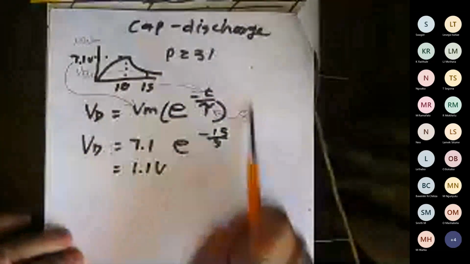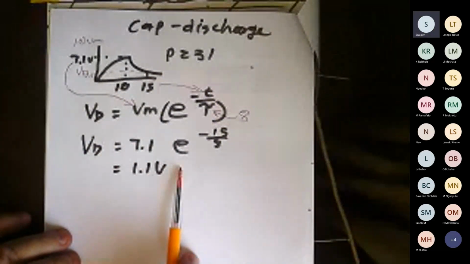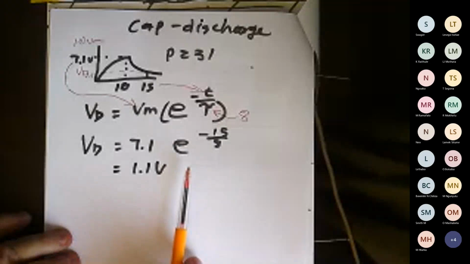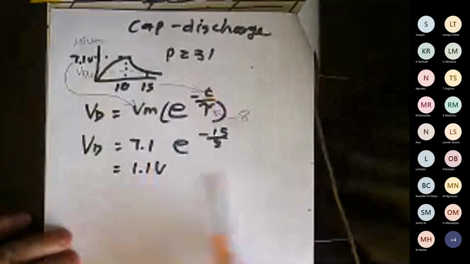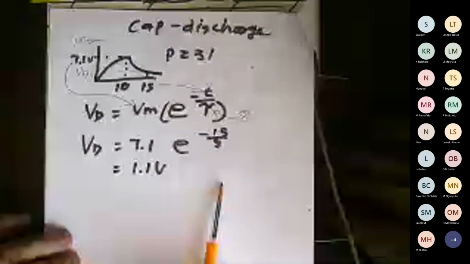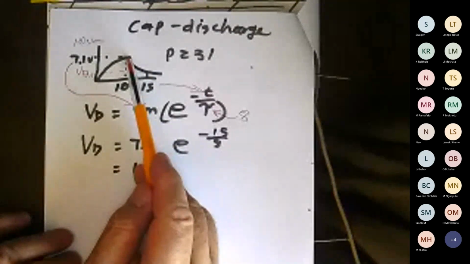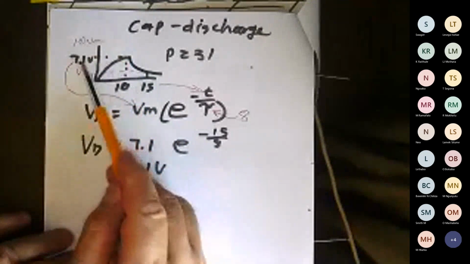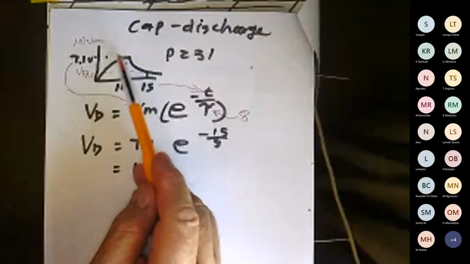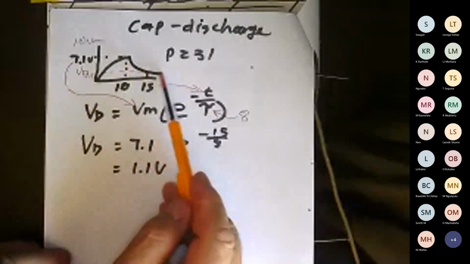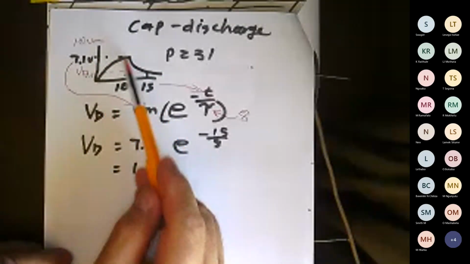So this is how the discharging of a capacitor works. You guys got it. Any questions on discharging a capacitor? You must remember the trick: V max in this case will be from the place that we're starting, which is 7.1. We charged up to that and now we're discharging. That's why I'm using 7.1.